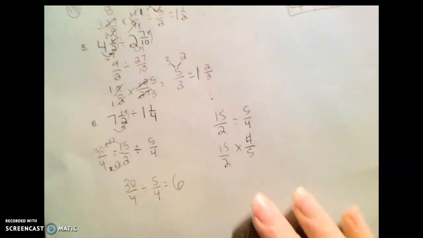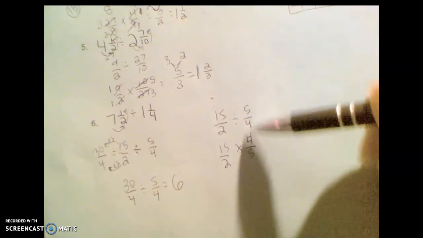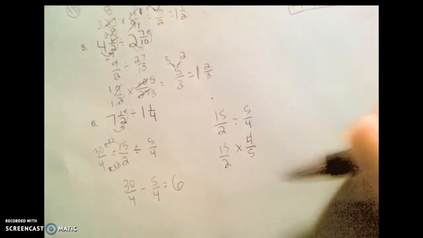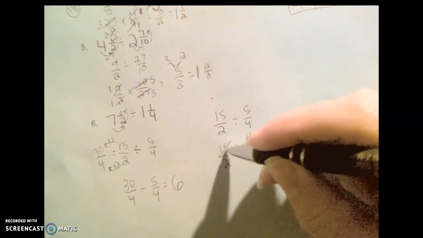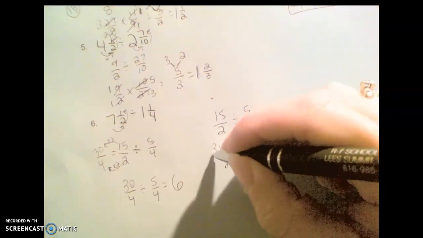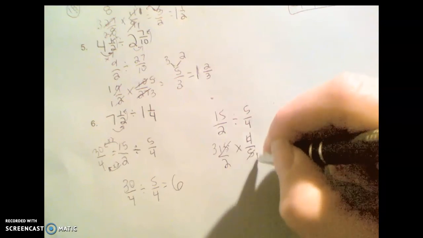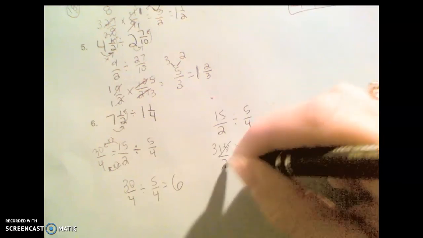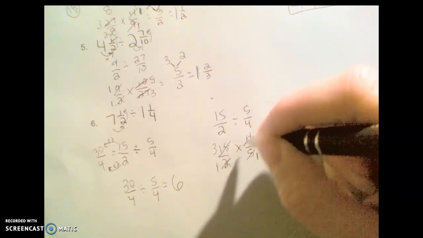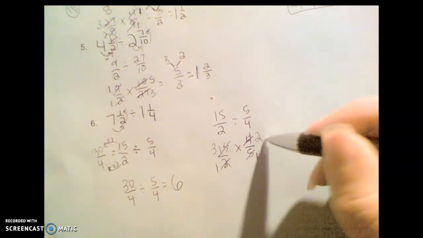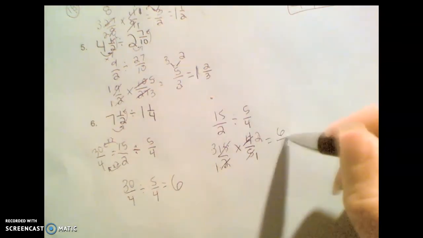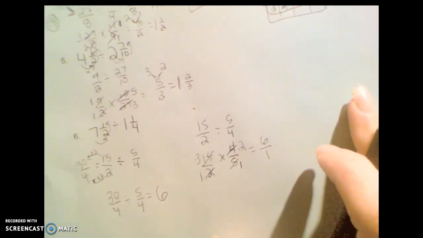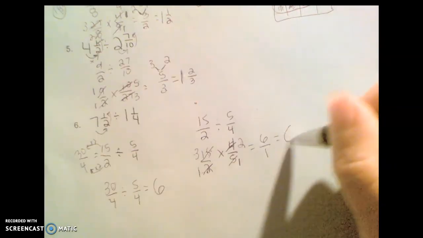Okay, so if you needed to do the algorithm, we flip the second fraction and multiply. I see across from each other, I could divide both of these by 5. 15 divided by 5 is 3. 5 divided by 5 is 1. Yay! 2 and 4 are both even. I could divide them both by 2. 2 divided by 2 is 1. 4 divided by 2 is 2. So then we have 3 times 2 is 6. 1 times 1 is 1. We know any number over 1 is a whole number of 6.